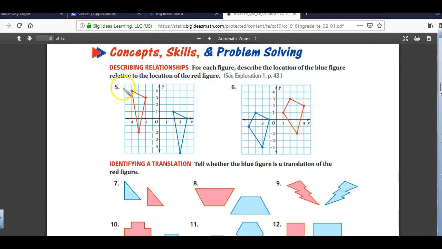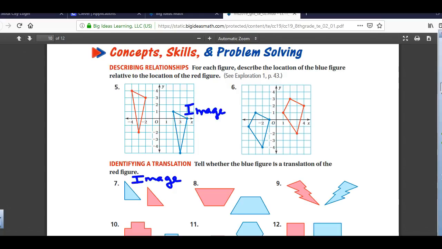So on numbers 5 and 6, it's asking you to describe the location of the blue figure in relation to the red figure. What that means is the blue figure here, that's your image, okay? And they're asking what did they do to red to get to blue? And again, 7 through 12, it says tell whether the blue figure is a translation. Again, they're referring to the blue figure being the image. Okay? So is it translated, yes or no?